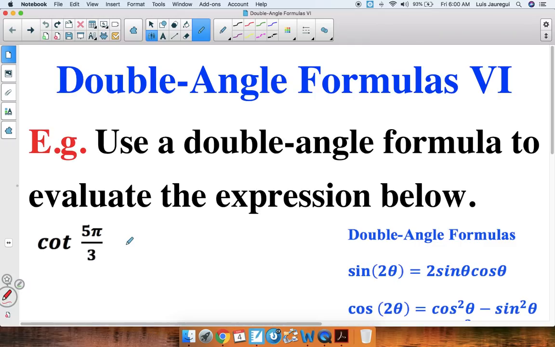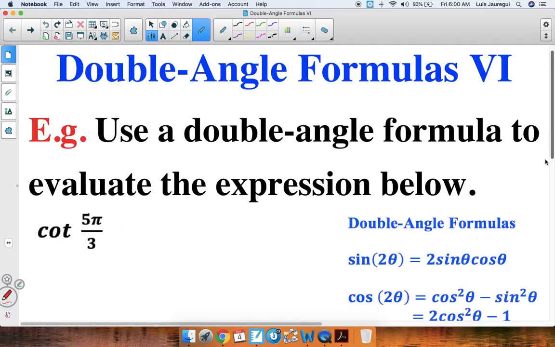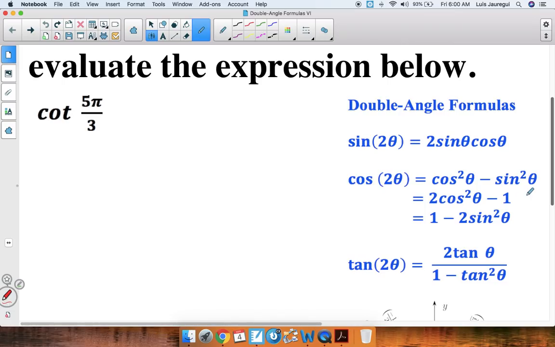Let's take a look at our example. Use a double angle formula to evaluate the expression below, cotangent of 5 pi over 3. Now, looking at our double angle formulas, we don't have a particular formula that directly specifies cotangent. So let's go ahead and rewrite cotangent in terms of tangent. Recall that by definition, cotangent is 1 over tangent. So we're going to write this as 1 over tangent of 5 pi over 3.